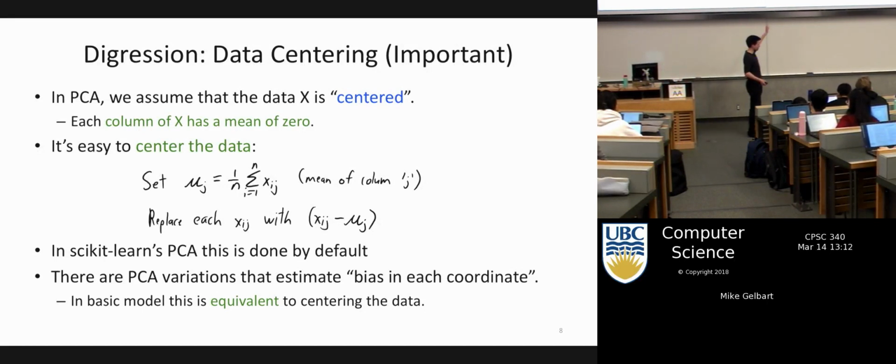Right, the last point is minor, but you could add more variables to deal with this, but the conventional thing to do is just center the data. Right? Can you go over why we have to do this again? Why do we have to do this?